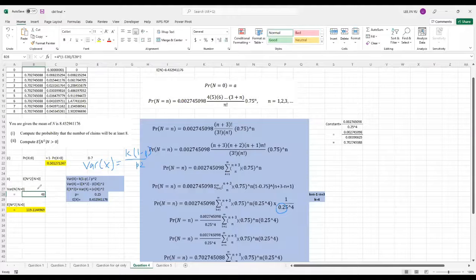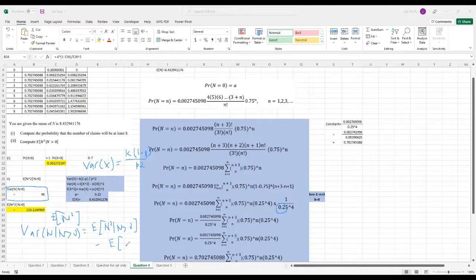Next, after we calculated the variance, because we need to know the expected value of n squared, we know from this formula: the variance of n given n bigger than 0 equals the expected value of n squared given n bigger than 0, minus the expected value of n given n bigger than 0 squared. This is the mean. Because we are given the mean, which is 8.432941176, and the variance is 48, we need to find this.